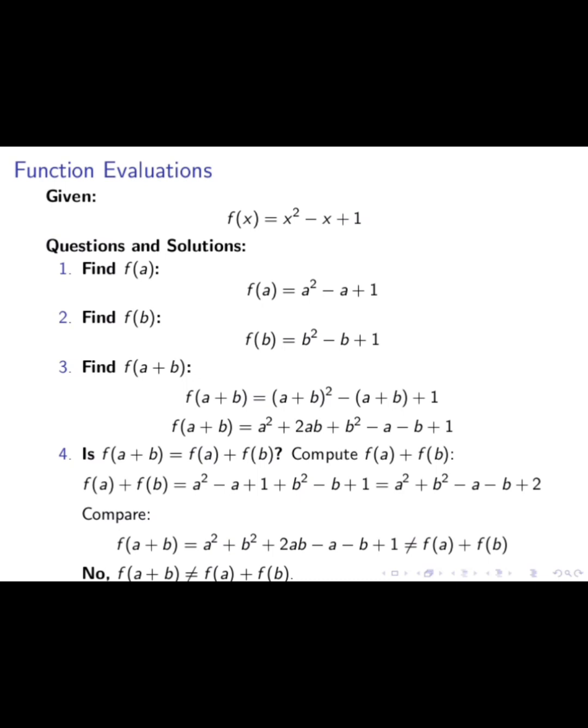Now, they gave us an observation. They asked us to observe if f of a plus b is the same thing as f of a plus f of b. So by comparison, you can see clearly that they are not the same thing. So you can be given questions like this in exam, and they will ask which of the following statement is true. A, f of a plus b is equals to f of a plus f of b, and b, f of a plus b is not equals to f of a plus f of b. So take note of that.